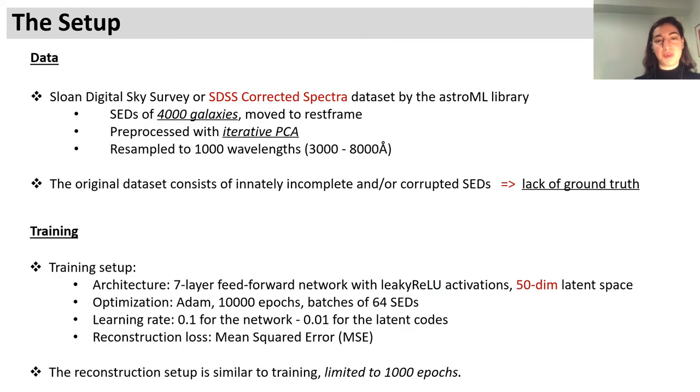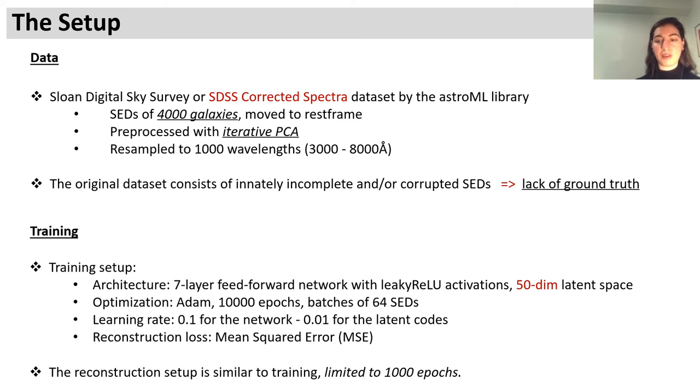For our experiments, we use the SDSS corrected spectra dataset offered by the AstroML library. This consists of pre-processed samples with iterative PCA. It is important to notice that the original dataset consists of signals that are innately incomplete or noisy or both. So for this problem, we lack the ground truth. So what we do is to compare our estimates with the baseline, that is, with the pre-processed signals.